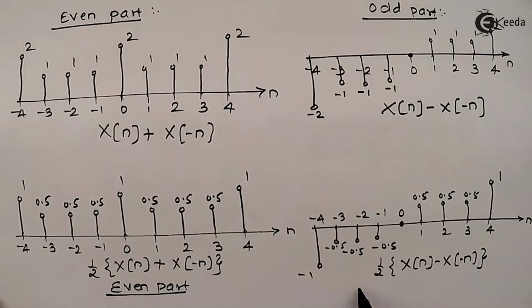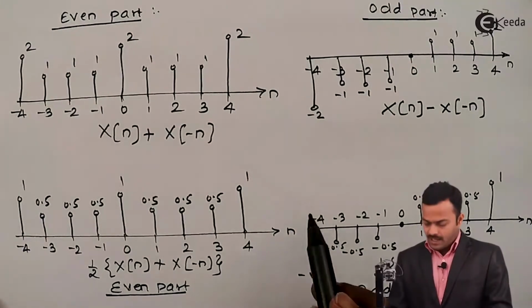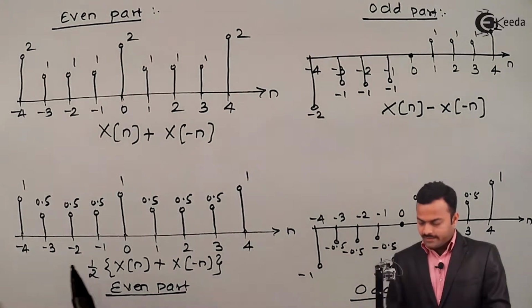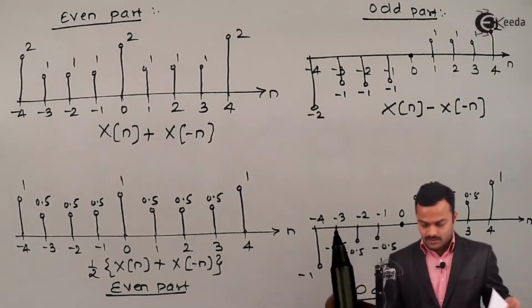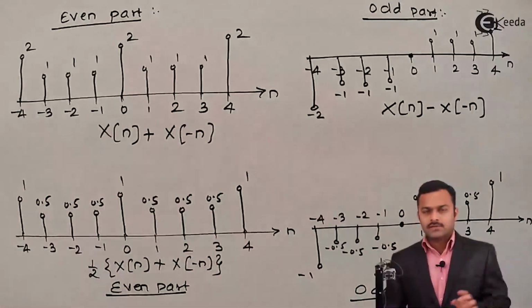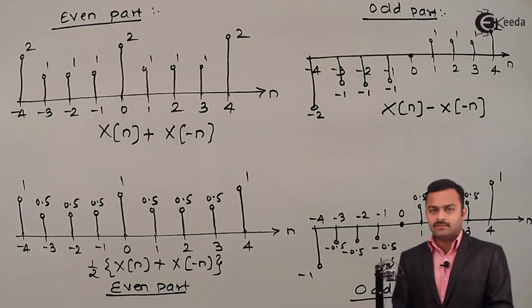Which is nothing but the odd part of the signal. And if we add these two signals, we will get a resultant signal which is nothing but x of n, the original signal, like this. So in this video we have seen how to find the even and odd parts of a discrete-time signal x of n. Thank you.